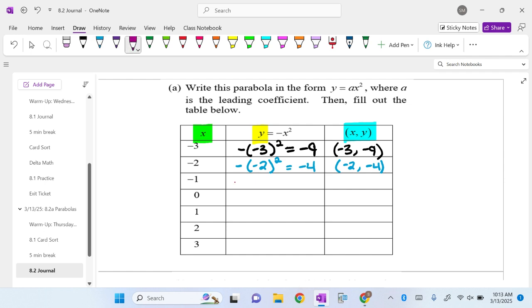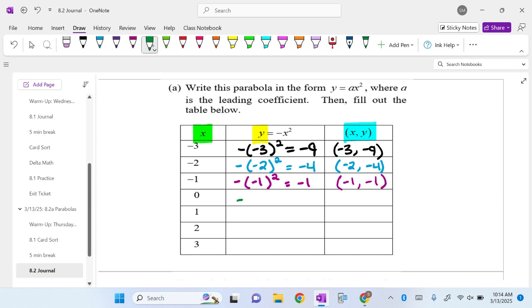Then we have negative 1. So we have negative 1 all squared. What's negative 1 squared? Not negative 1, but positive 1. Remember, square means you're multiplying it by itself. So you're doing negative 1 times negative 1. And a negative times a negative gives you a positive. So then what's positive 1 times a negative? Negative 1. So our y is negative 1. So the point is negative 1, negative 1.